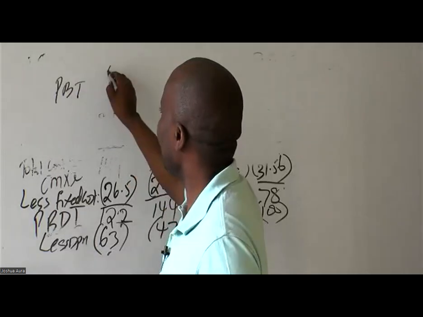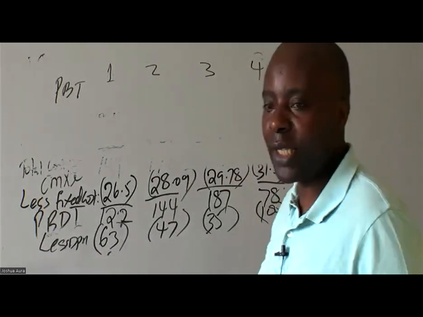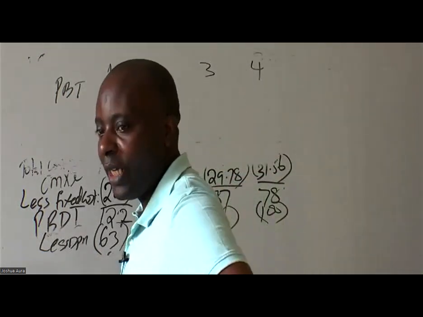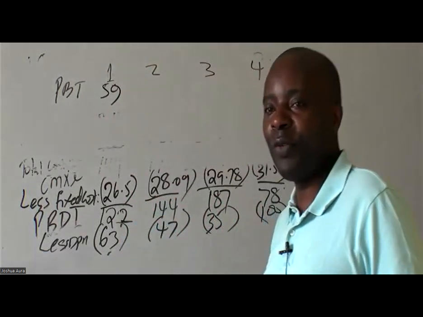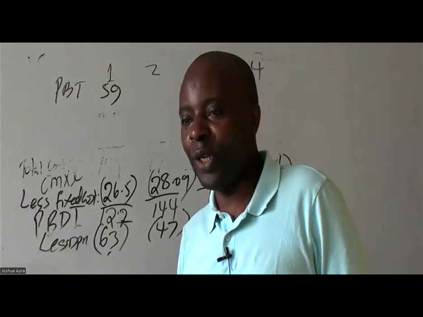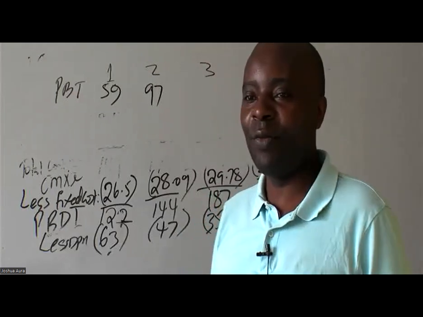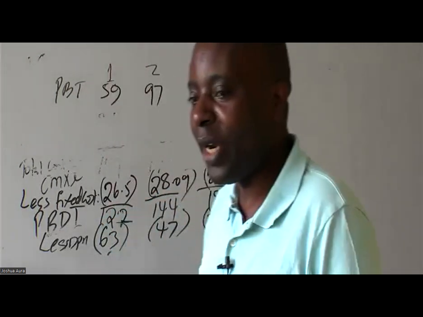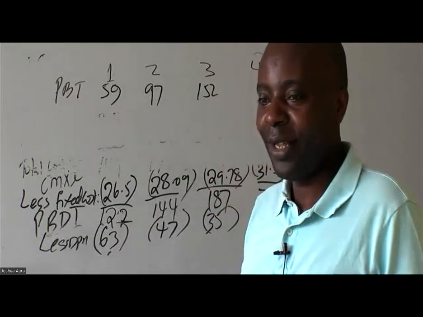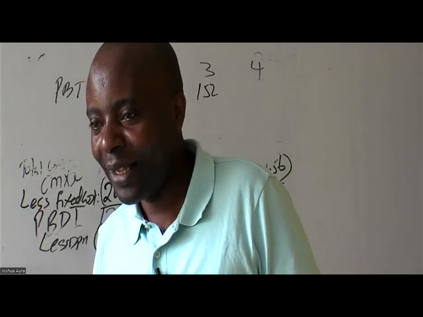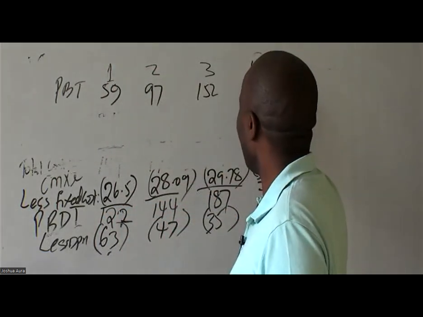Profit before tax. Hapo kuna year 1, year 2, year 3, year 4. So profit before tax, wa kwanza ni 59 from Frida Kendi, the lady from Meru. 59. Year number 2 inakuja 97, the lady from Mtwapa. Year number 3 inakuja 152. Year number 4 minus 22. Thank you so much.